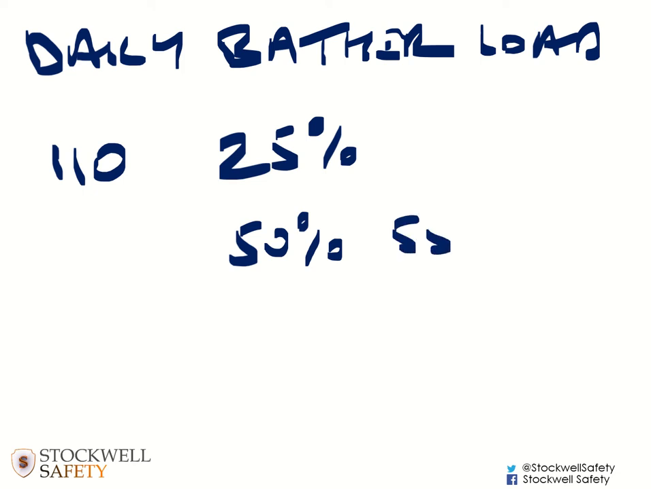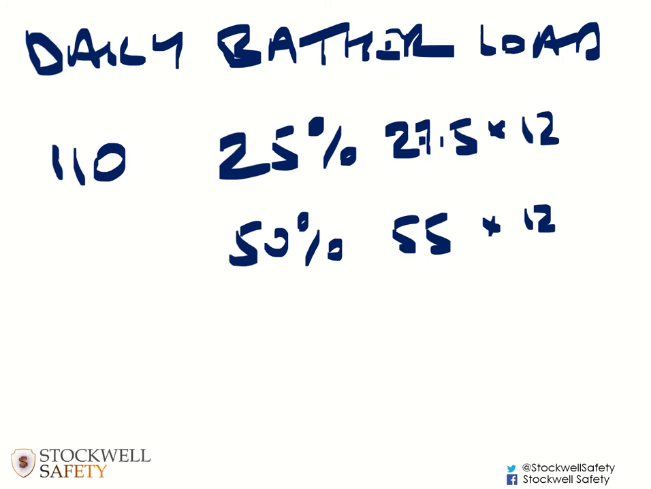So for example, 50% of 110, we're talking 55, and 25% of 110, what are we talking? Well, it's going to be 27.5. And you multiply each of these figures by 12. This figure of 12 has been provided by PWTAG, the Pool Water Treatment Advisory Group.